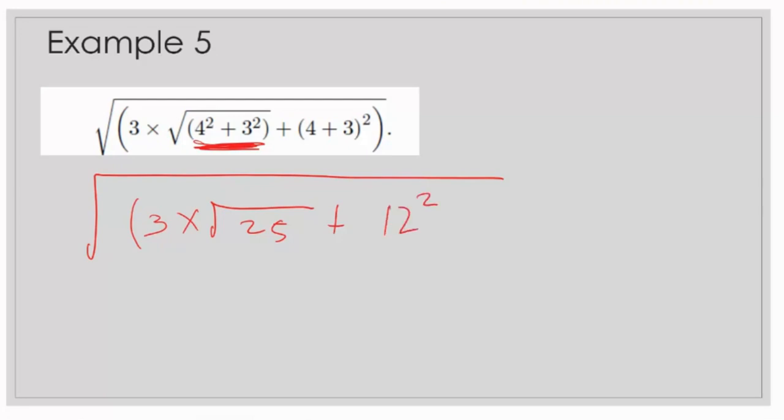So now you say to yourself, all right, what is it that I have here? Remember, you're starting from inside and then you're moving out. Sorry, Doctor, is it 4 plus 3 or 4 times 3? 4 plus 3, isn't it going to be 7, not 12?